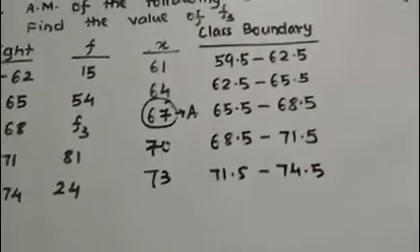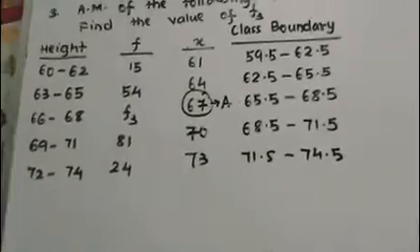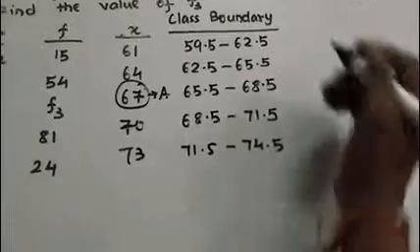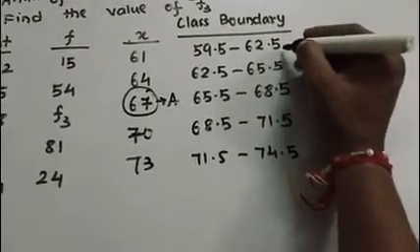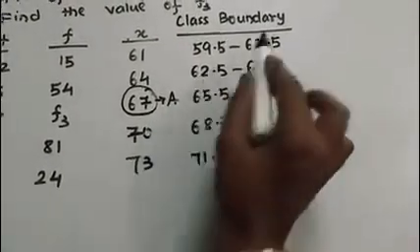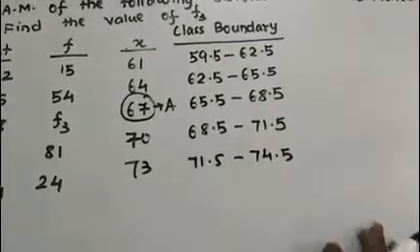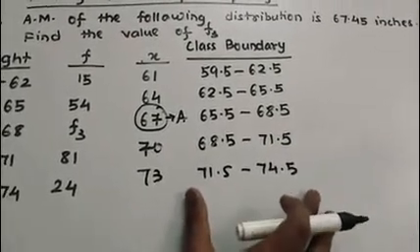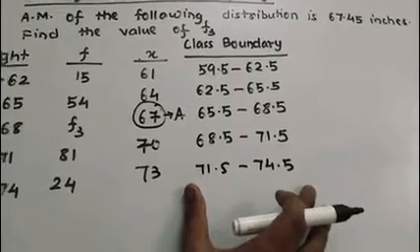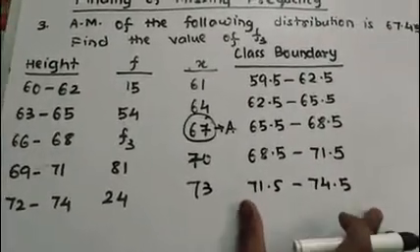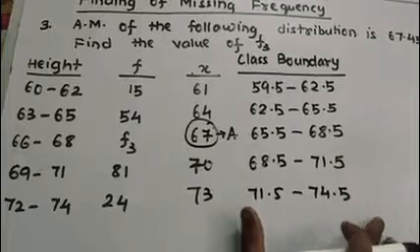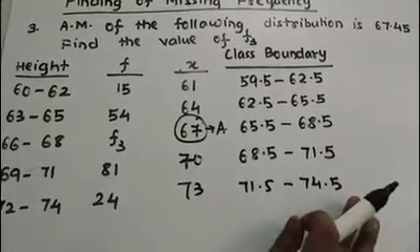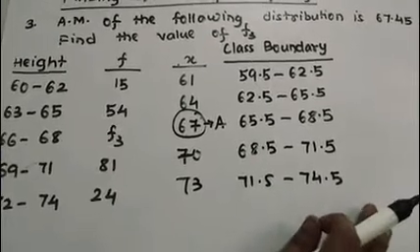Now you can simply see that your discontinuous class interval has become continuous. The ending of the upper limit and the starting lower limit have become the same in each of the class intervals. So this becomes continuous data. So see how to make continuous from discontinuous data. Just subtract 0.5 from the lower class limit and add 0.5 to the upper class limit.